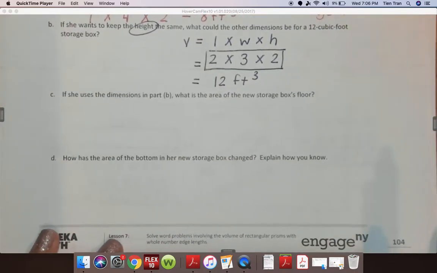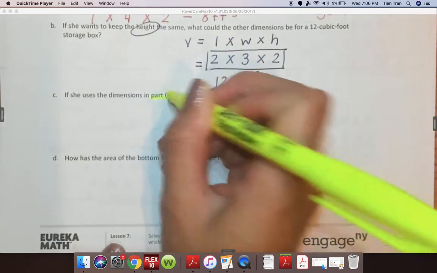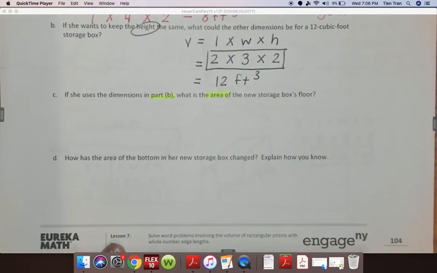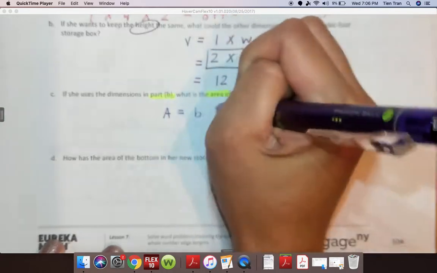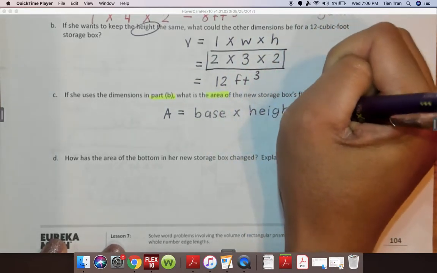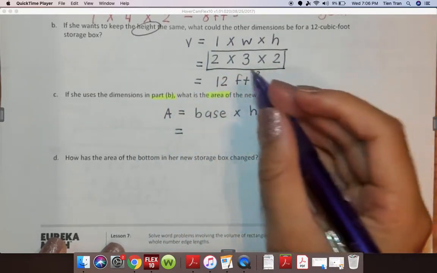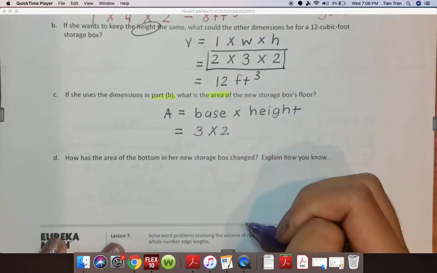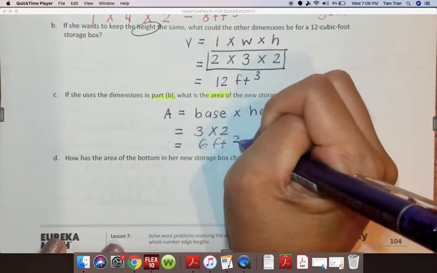Now, problem C. If she uses the dimensions in part B, what is the area of the new storage box floor? So the area. To find area is equal base times height. So I'm going to multiply the base, which is the width, 3, and the height, which is 2. So 3 times 2 is going to give me 6 feet squared.